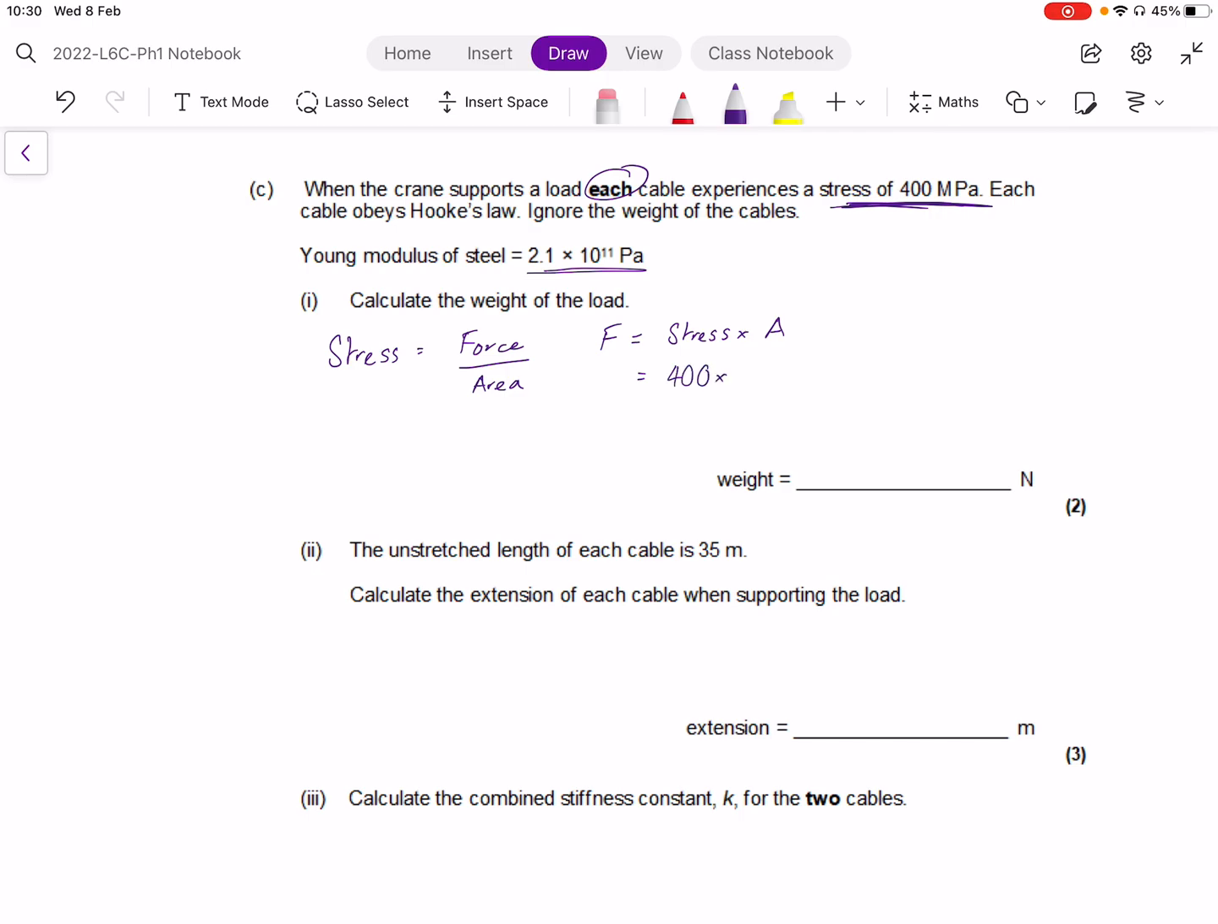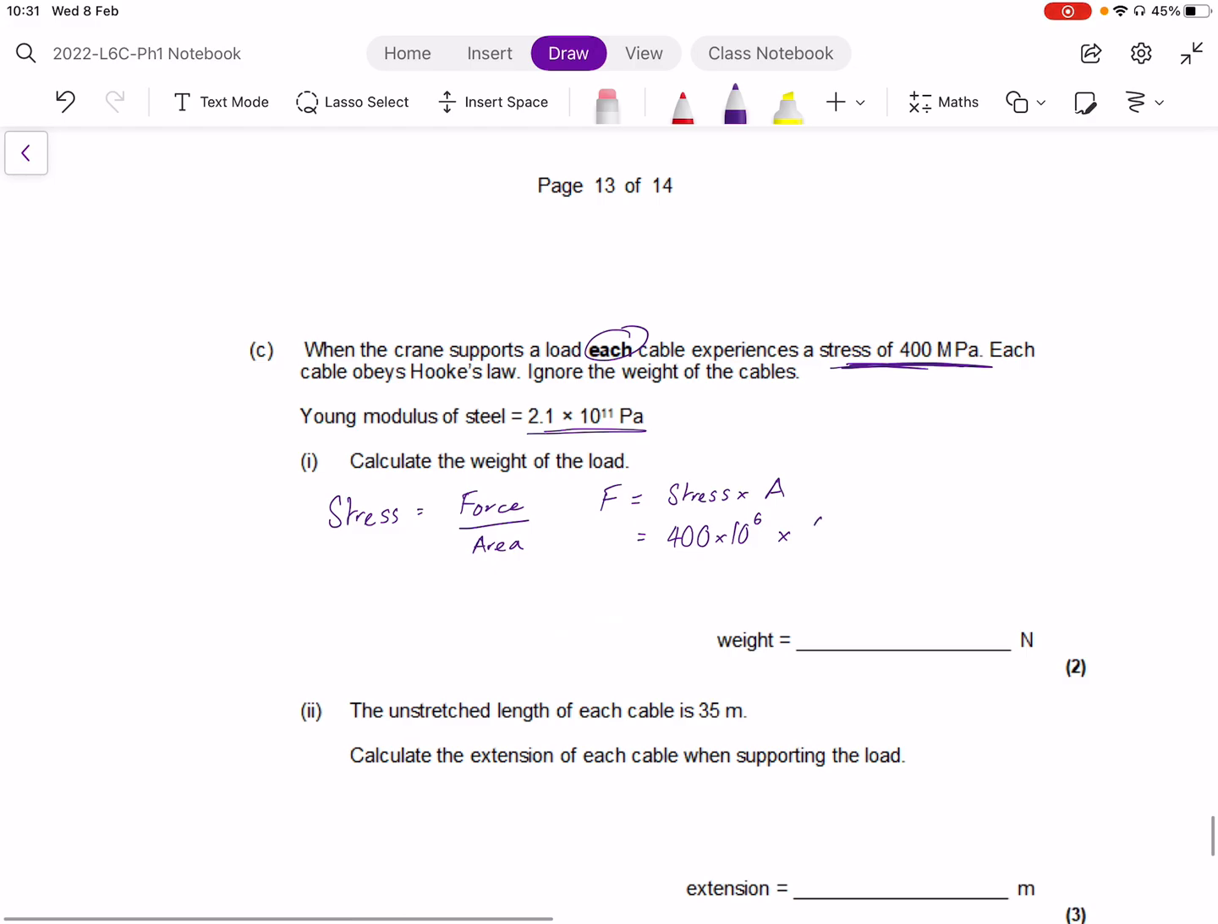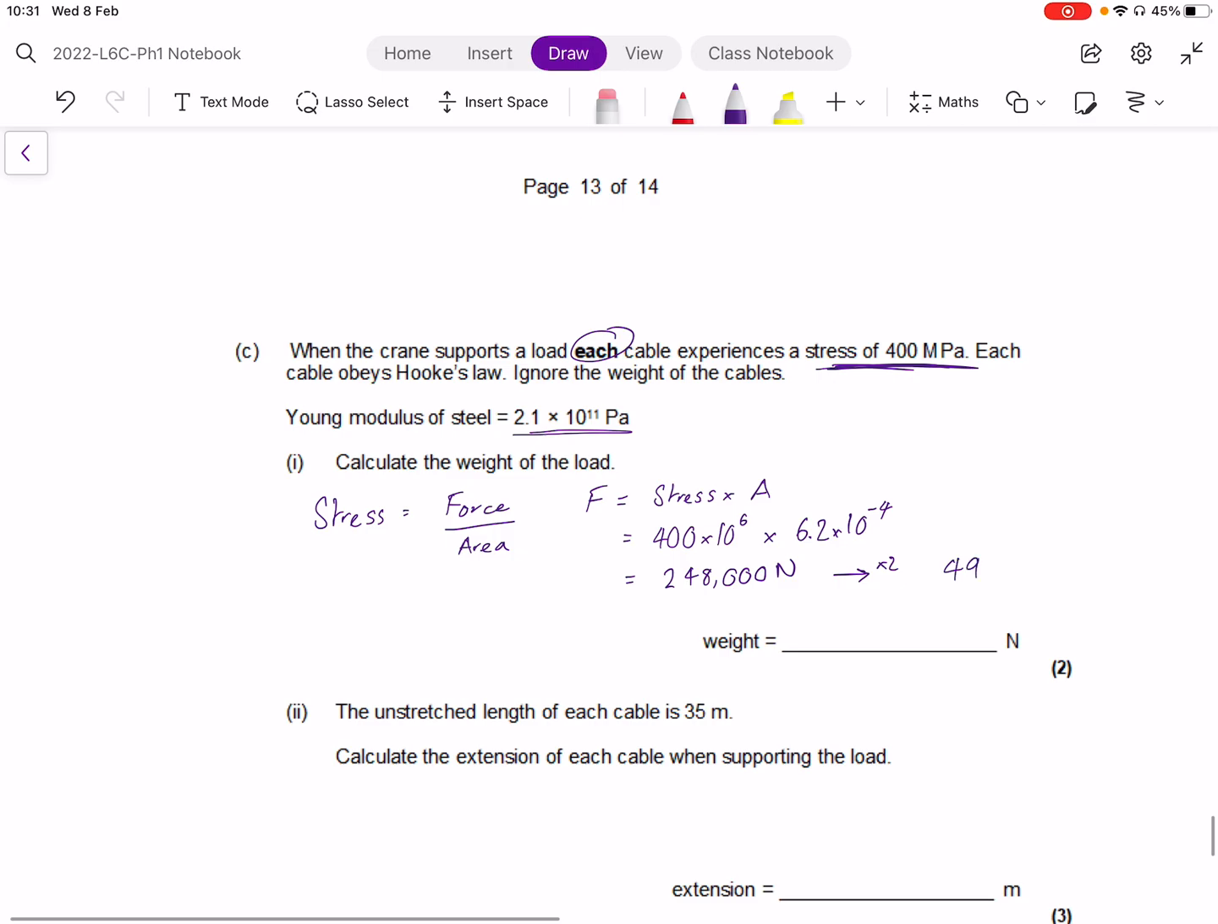400 times 10 to the 6. Remember, this is only for one cable, multiplied by the area. The area was given in the previous question, 6.2 times 10 to the minus 4. So 400 times 10 to the 6 times 6.2 times 10 to the minus 4 gives me 248,000 newtons. But that's only on one cable, so we need to multiply by 2 to find 496,000 newtons shared between the two cables. Now, two significant figures here takes us to 500,000 newtons.